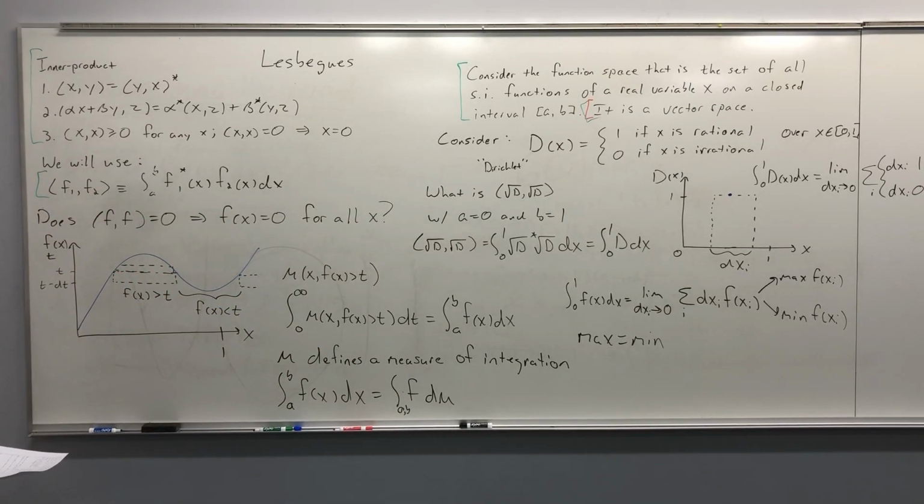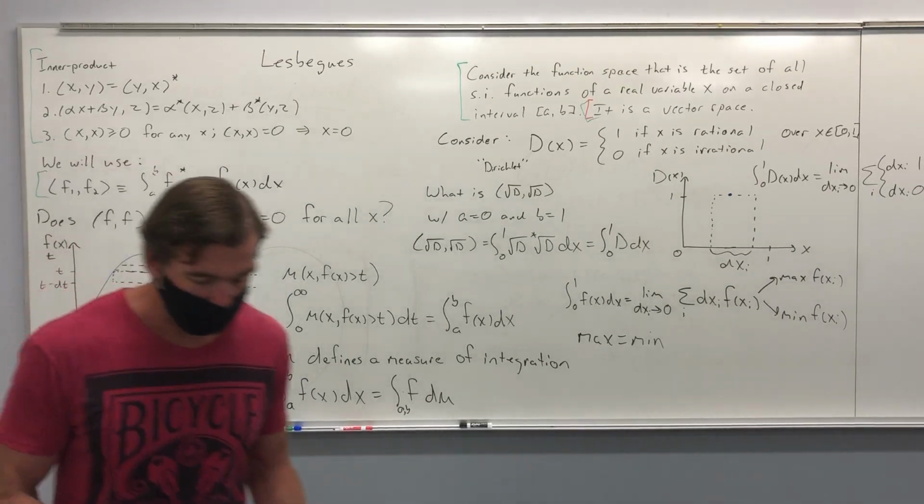Why is the interval like a comma b at the bottom now? Is it like a u sub where we have to plug in and figure out the actual limits of a type thing? Yeah. Okay. You're not integrating over dx. Yeah. Okay?